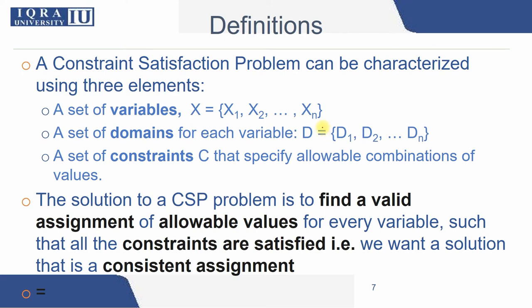And then we will have a set of constraints that will ensure that our values are allowable. And again, if you have some constraint defined, the solution will be when each of x1 to xn will have some value from the domain d1 to dn respectively, and all the constraints will be satisfied. So again, the solution is to find a valid assignment.